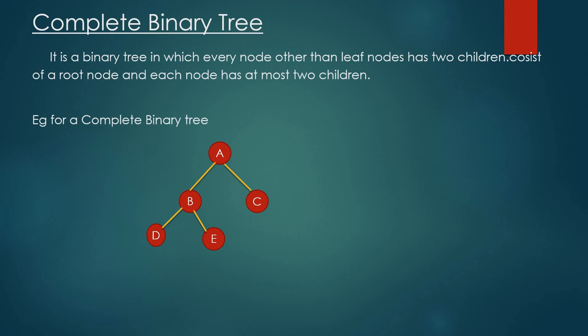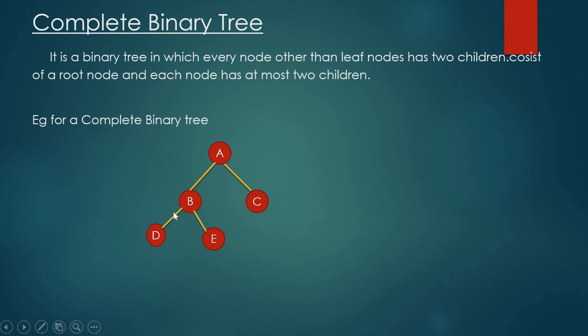Then what is a complete binary tree? A complete binary tree is a binary tree, and what is the speciality? It consists of a root node and each node has 2 children except leaf nodes. See, all the nodes will be having 2 children except leaf nodes, because leaf nodes have no child. All other nodes will be having 2 children. Then that tree will be a complete binary tree.